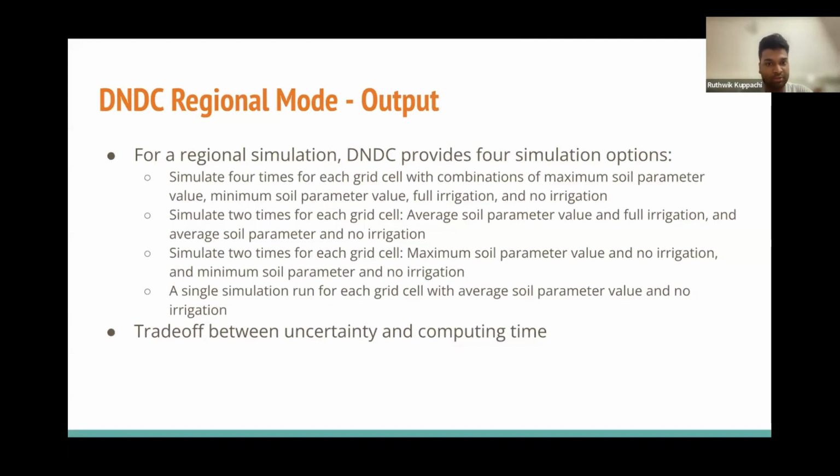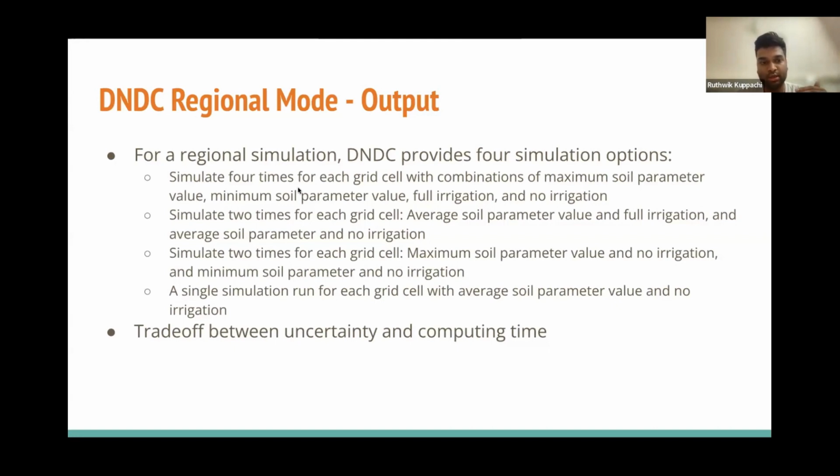So for any regional simulation, there are 4 different simulation options that you can do depending on your use case. So you can simulate for each grid cell within a region. You can simulate the analysis with a combination of maximum soil parameter value, minimum soil parameter value, full irrigation, no irrigation. So if you're aware of uncertainty analysis, this is what is happening here.